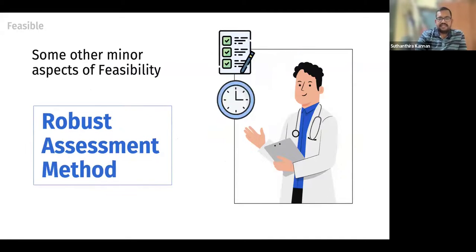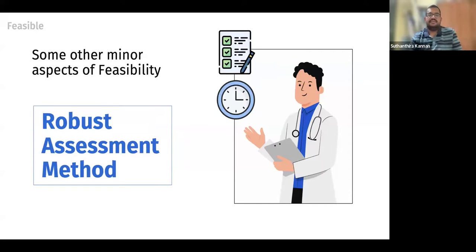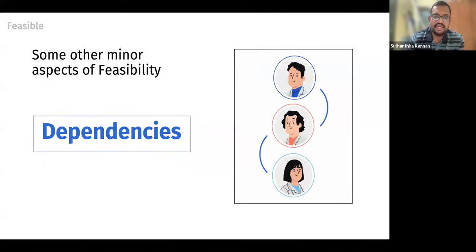That is really minor aspects. There should be some clear assessment method. Suppose you want to measure depression, or you want to measure some mobility after an orthopedic procedure. What type of scale are you going to use? What type of scores are you going to use? That you should be clear of.